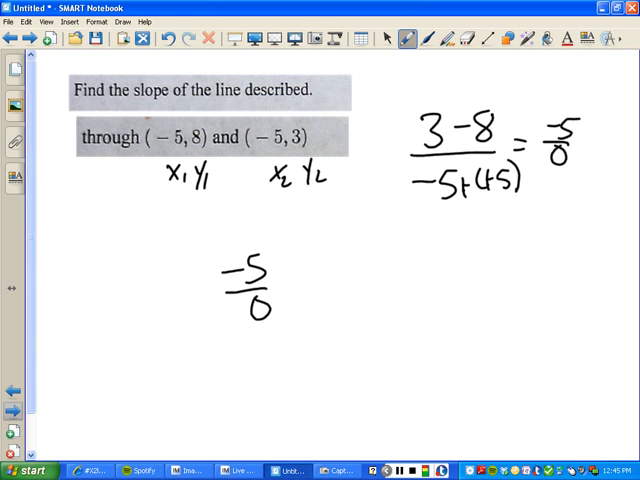You put that, it'll be negative 5, it's minus 5. That's wrong. You cannot do that. What do you put? Undefined. You put undefined.